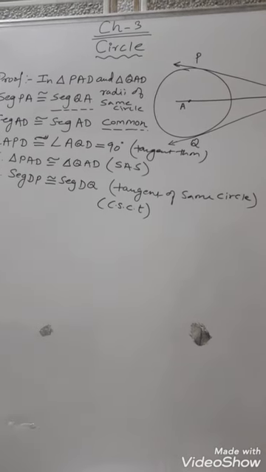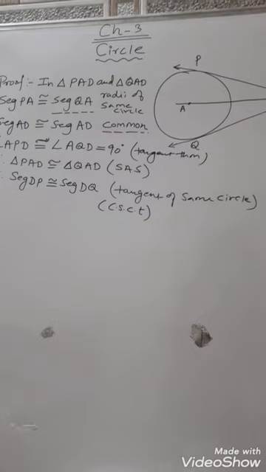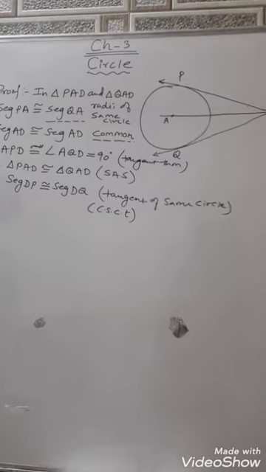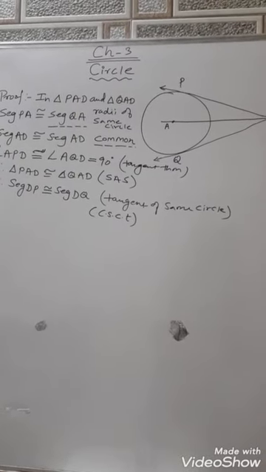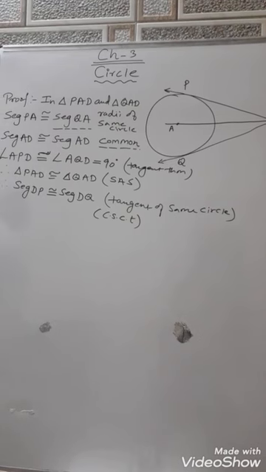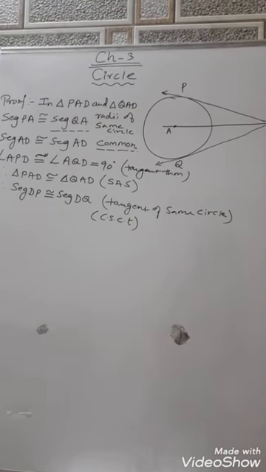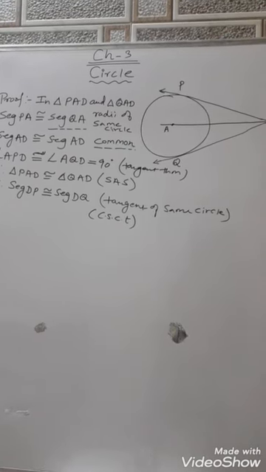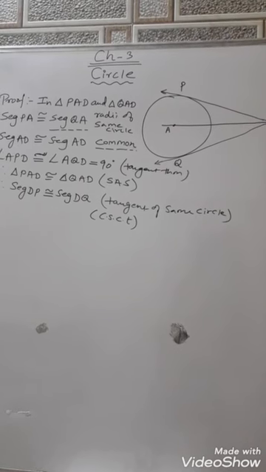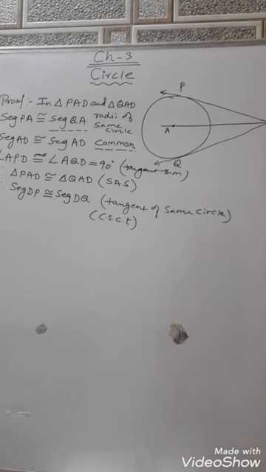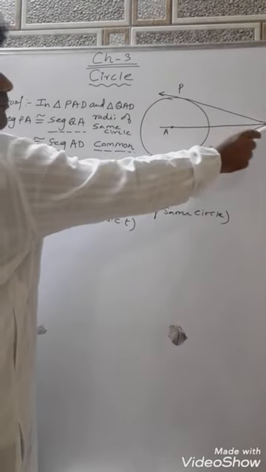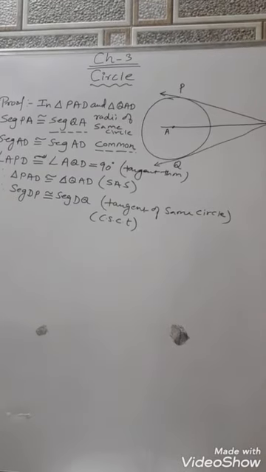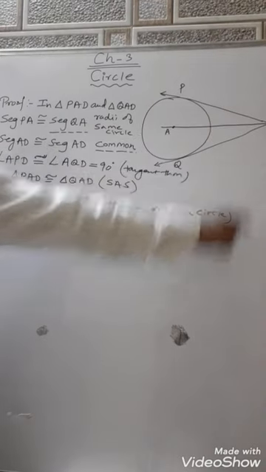Now the next part is the tangent segment theorem. As we know the statement, it is given on page number 53 of your textbook. Tangent segment theorem: the tangent segments drawn from an external point to a circle are congruent. So what do we have to prove? Tangent segments drawn from an external point. So these are the tangent segments drawn from the external point. They are congruent. It means you have to prove DP is equals to DQ.